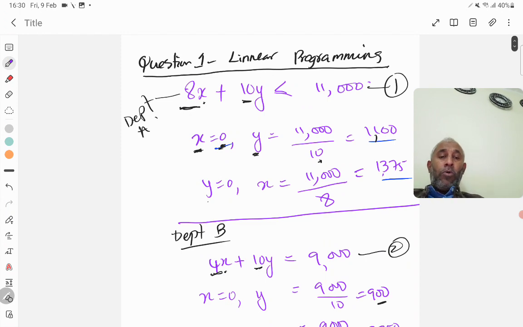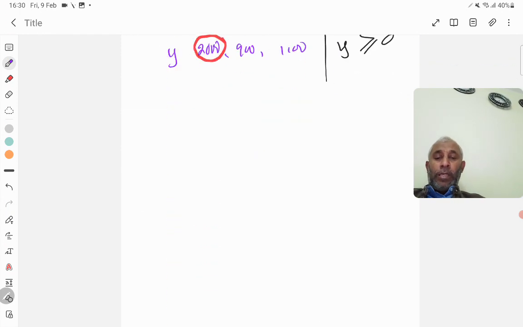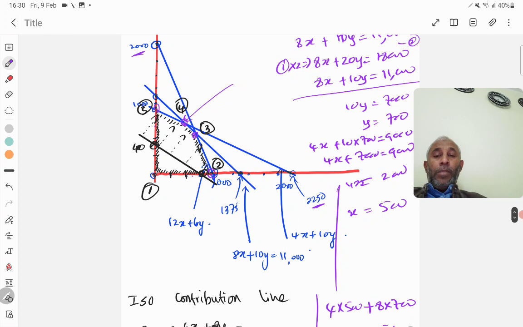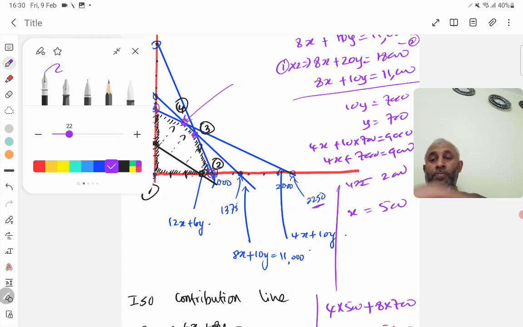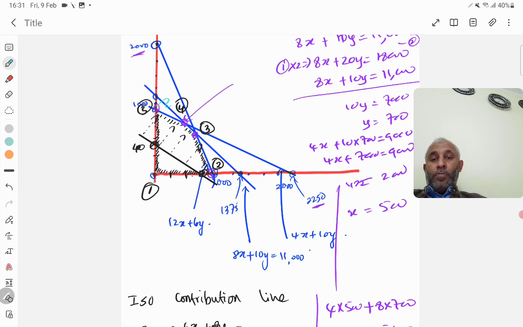If x is 0, y is equal to 1100. So you can see here, this is this number. And when y is equal to 0, x is 2250, that we have plotted, and then I have sketched the line. I will have a straight line like this.